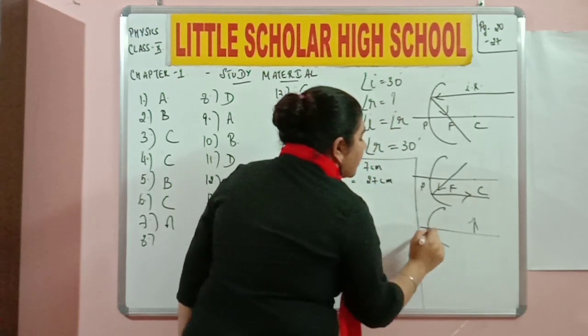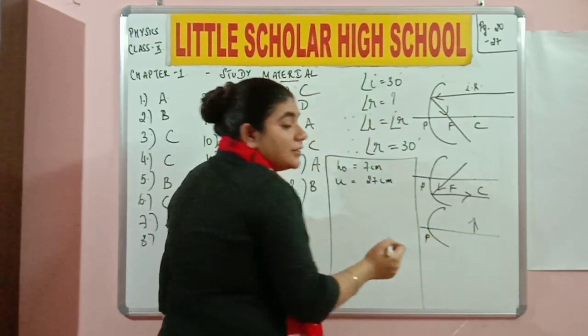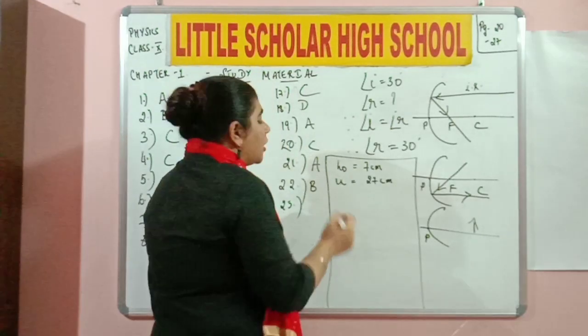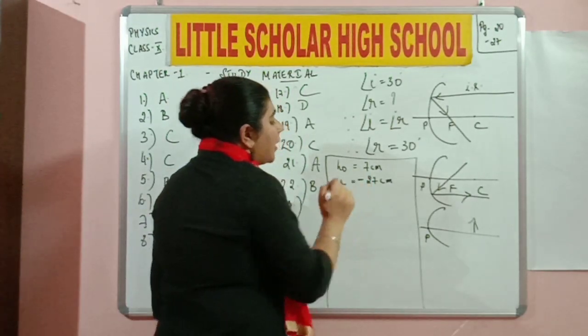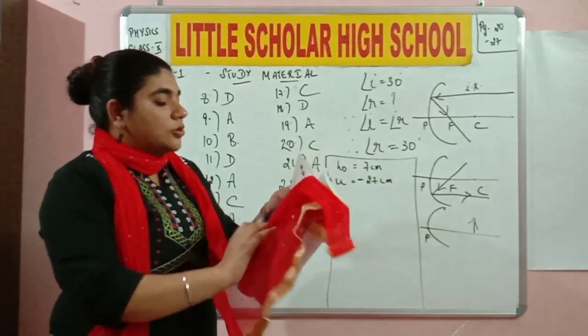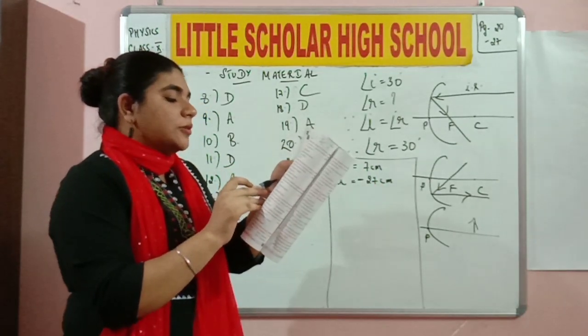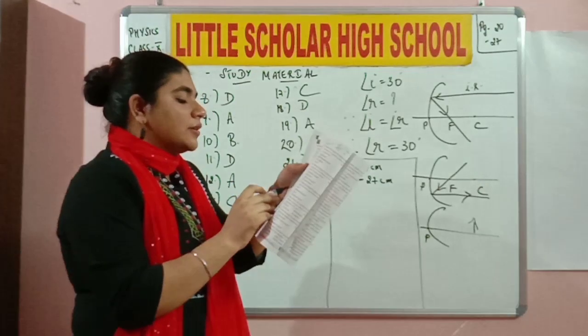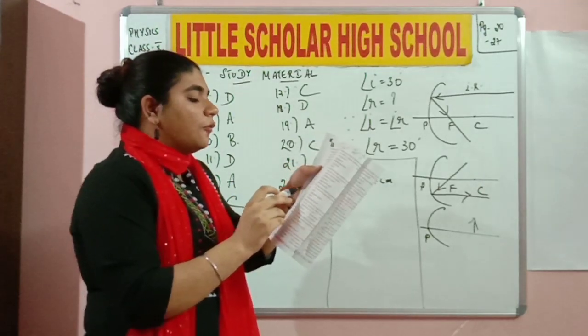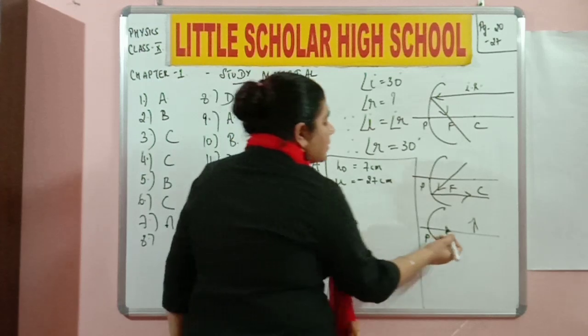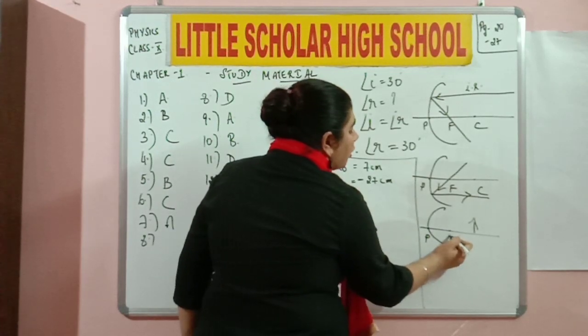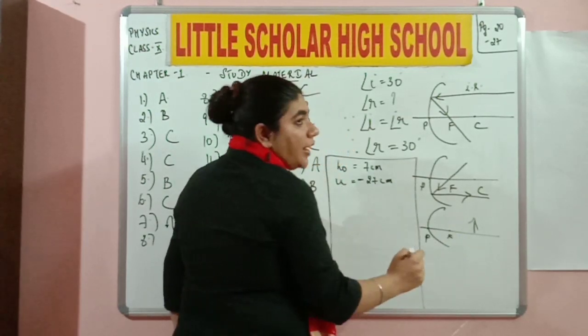If I measure the distance from the pole, this means I'm going against the incident light. So the object distance is going to be taken as negative. Okay. So what else are they going to ask us? An object of size 7 cm is placed at 27 centimeters in front of a concave mirror of focal length 18 centimeters.